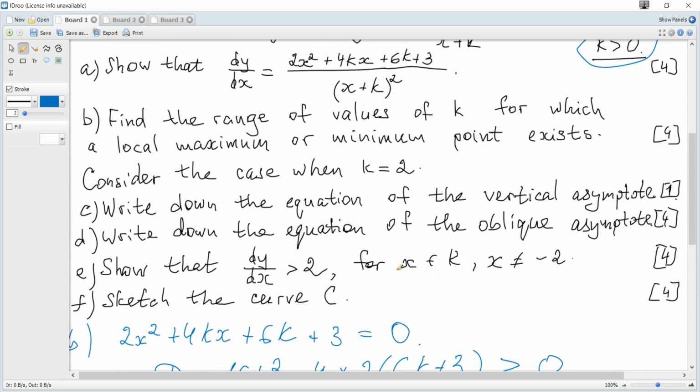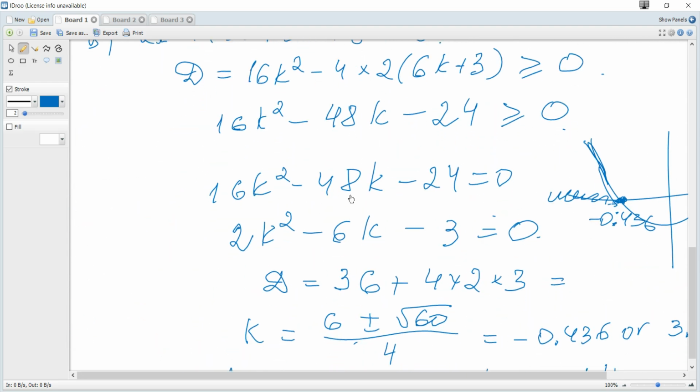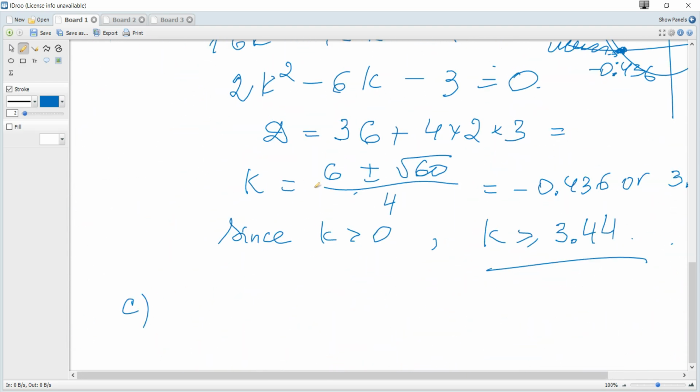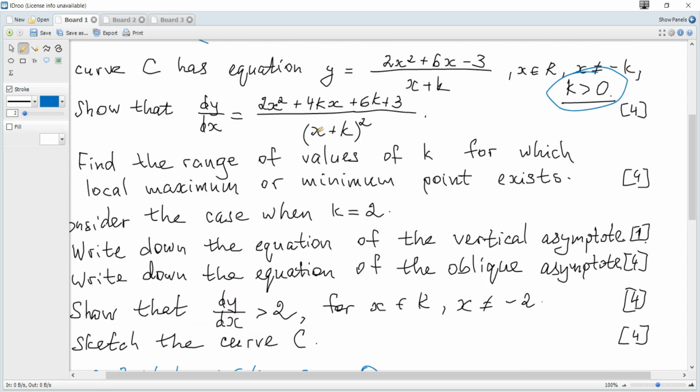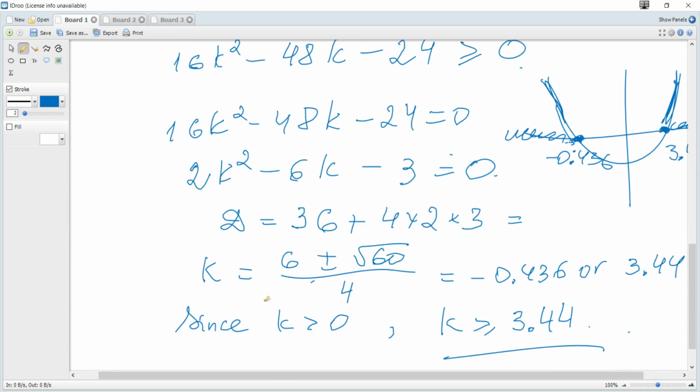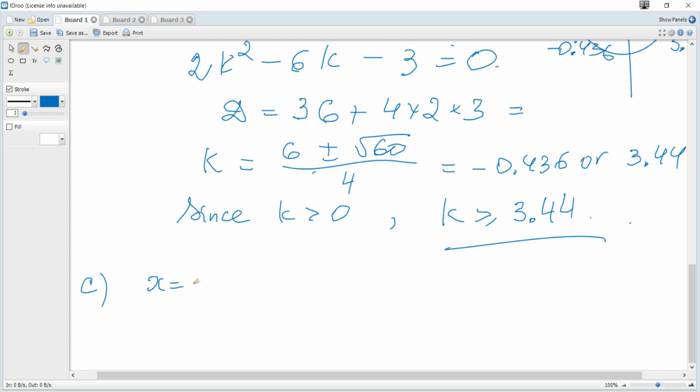The next, consider case 1, case 2. Question C: write down the equation of the vertical asymptote. A vertical asymptote arises only if there is division by 0, and in case 2, we can see that x is -2.